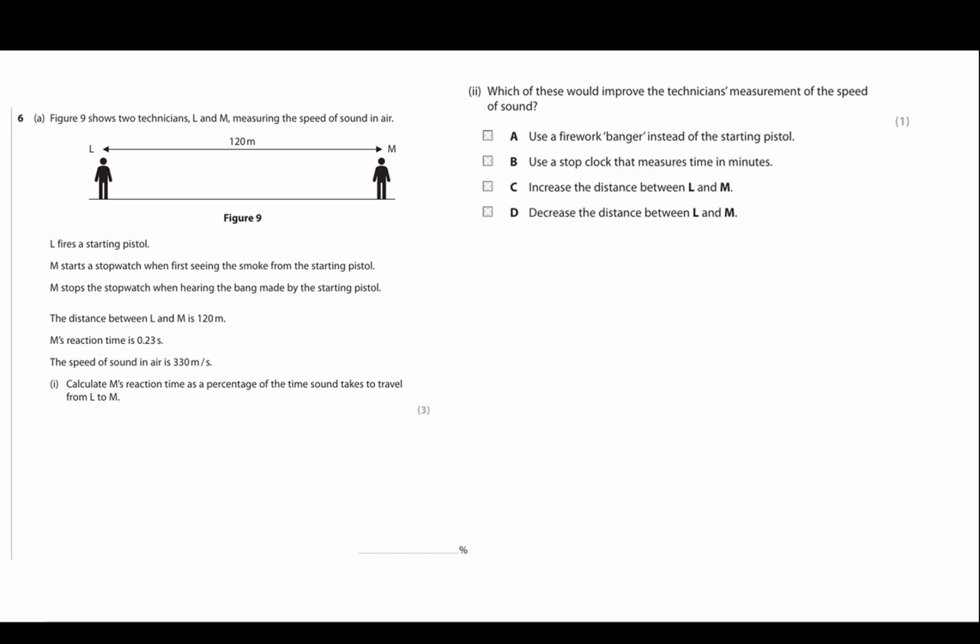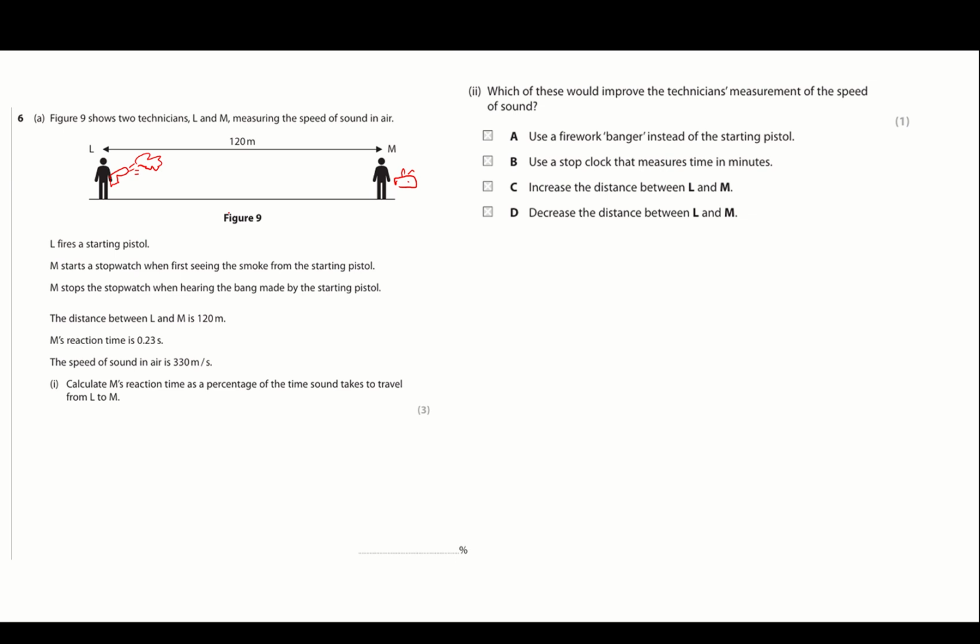Okay, question 6. Two technicians, L and M, want to measure the speed of sound in air. L fires a starting pistol. Let's give him a gun. Boom. M starts a stopwatch. Let's give them a stopwatch. When they first see the smoke, poof, there we go. They stop the stopwatch when they hear the bang.